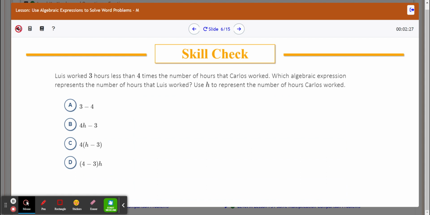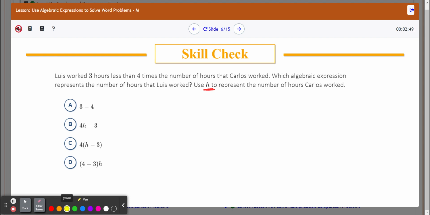It says Louis worked 3 hours less than 4 times the number of hours that Carlos worked. Write an algebraic expression that represents the number of hours that Louis worked. Use H to represent the number of hours Carlos worked. So there we go, H is our variable. All right, that's the letter we're going to use. Now let's go look at our keywords.